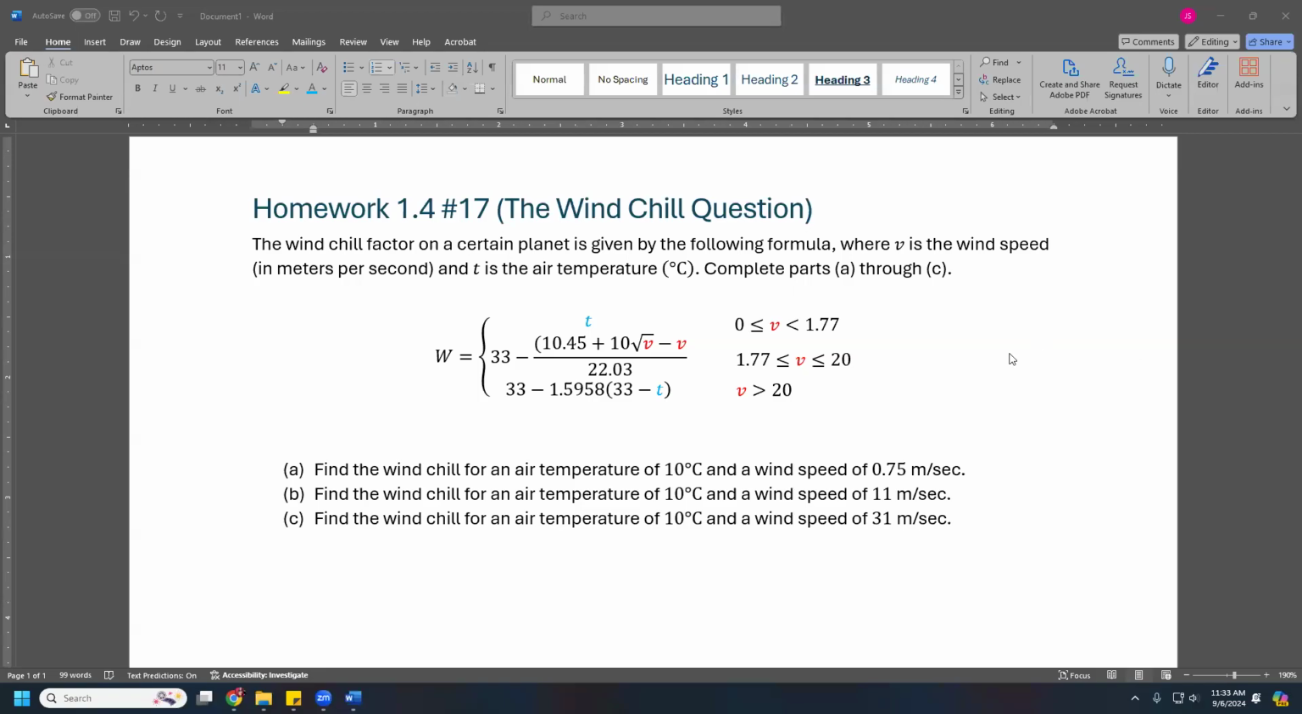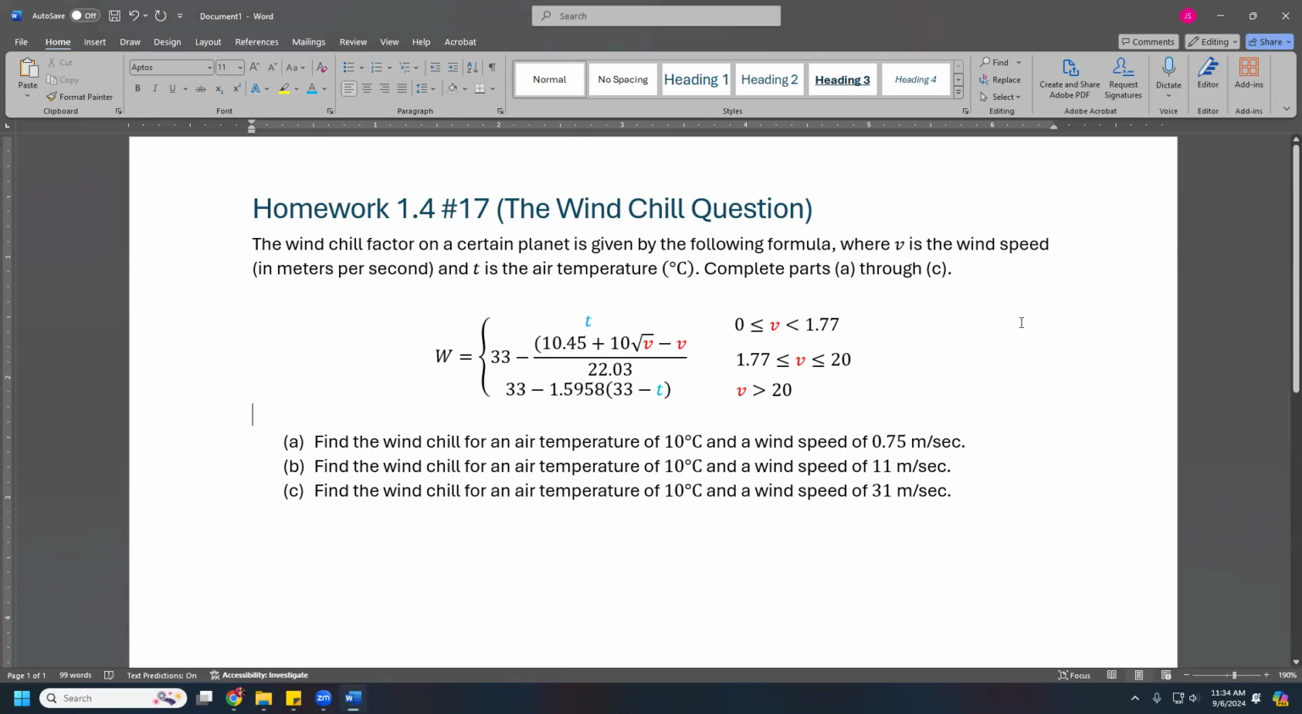Hey guys, this is how to tackle homework number 1.4, question 17, otherwise known as the wind chill question. I have a lot of people asking me about this, and I am not surprised in the slightest. It does look very spooky, but when we break it down and see what it's actually asking us to do, it's actually quite simple.